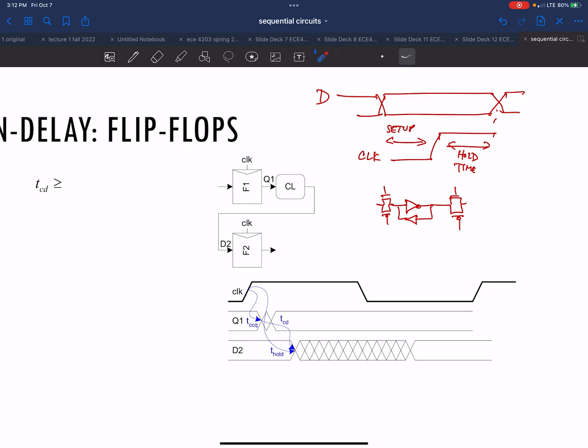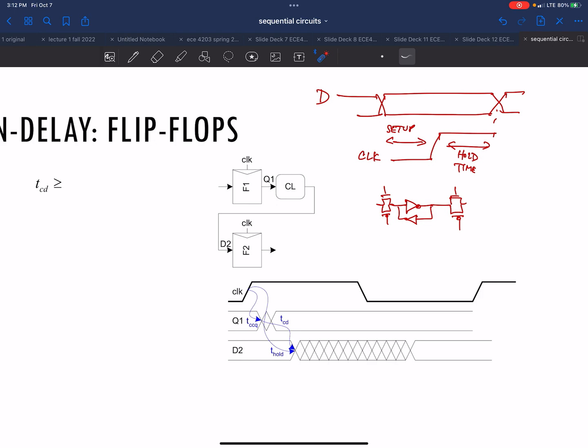Yeah? No? What do you guys have a question about? This is really important because this is really a problem. But let me first tell you why this is worse than the setup problem: notice that this is a problem with the same clock edge.